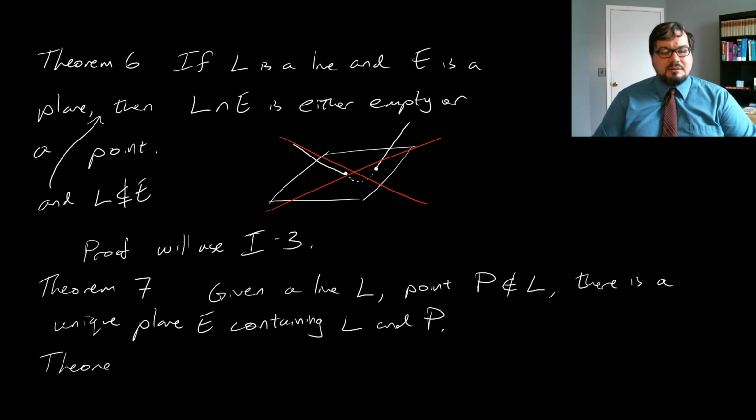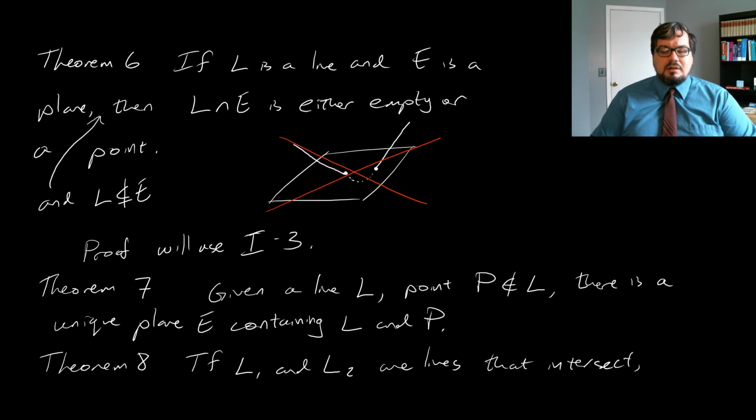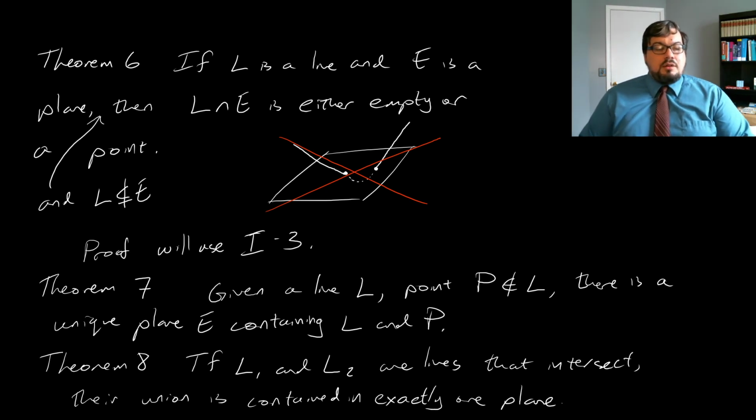And theorem 8 says that if L1 and L2 are lines that intersect, their union is contained in exactly one plane. So these theorems and these axioms we're going to use over and over and over again. They're the basis of our geometry. And we're going to use them a lot, and eventually we'll probably even start using them without explicitly saying what theorem we're using because we've used them so much.